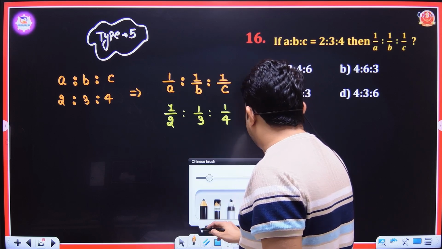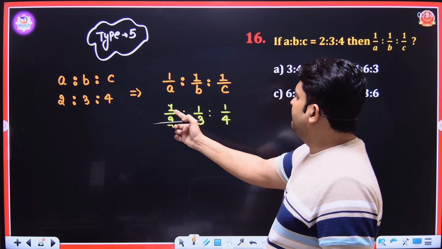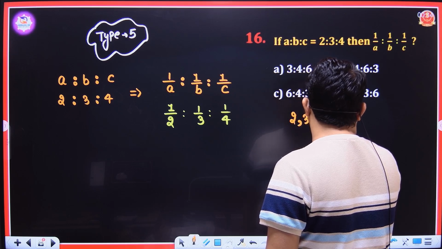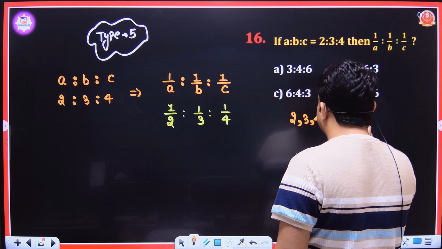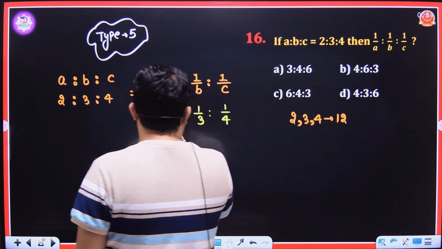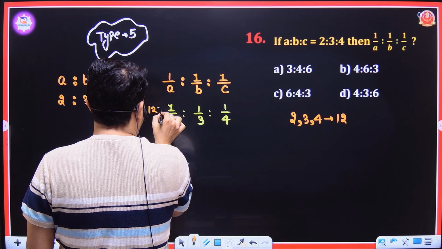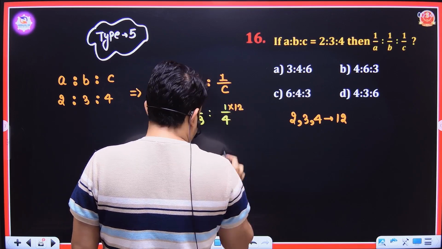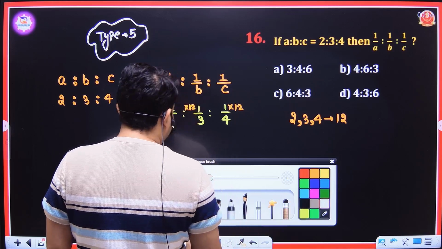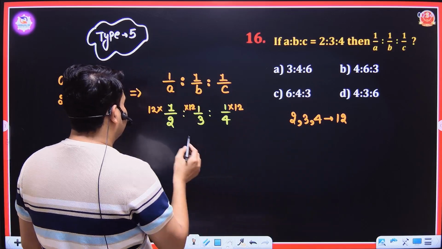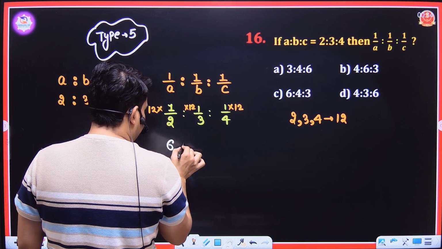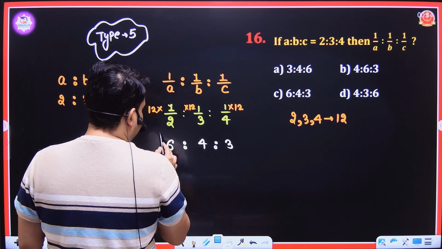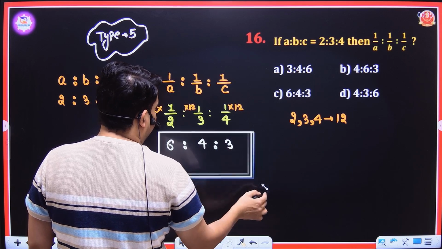First of all, we have to remove the fraction, so we can multiply them with any number. See, the LCM of 2, 3 and 4 is 12. If I multiply each of the numbers by 12, then there will be no change in the ratio. But these 1, these 2, these 3, these 4 will be eliminated. 6, 4, 3. This one is my answer of that amazing question.